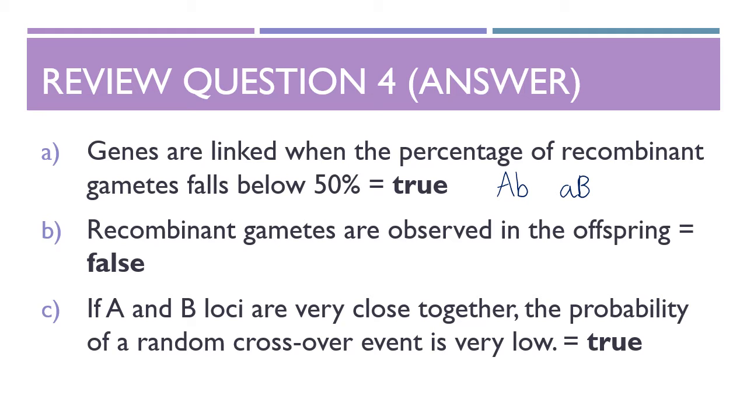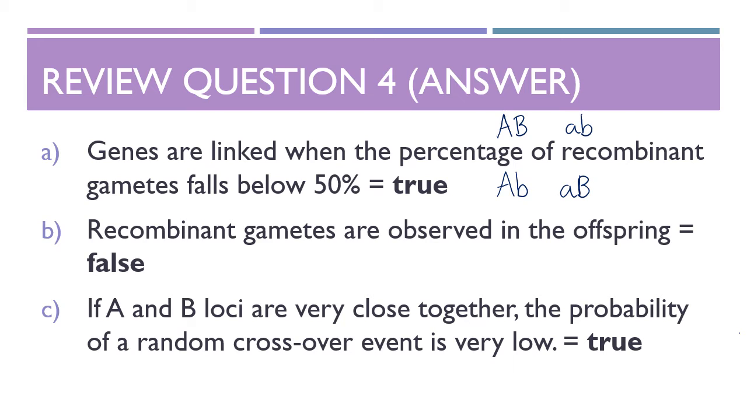So what I would see a lot of in gene linkage is a lot of this parental type of gametes, but very few of these recombinant gametes. So if I have less than 50% of these recombinant gametes, that suggests that the genes are linked. So this is a key indicator. The second statement, recombinant gametes are observed in the offspring. If genes are linked, it's very rare that I'm going to see these recombinant gametes. So that's again another statement regarding linkage.